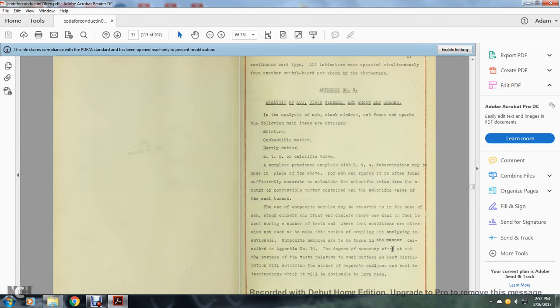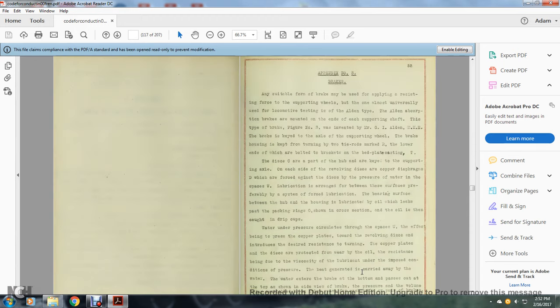The degree of the accuracy aimed at the purpose of the test relatively, in such manner as test distribution, will determine the number of the separate analyses and heat determinations which will be advisable to have made.